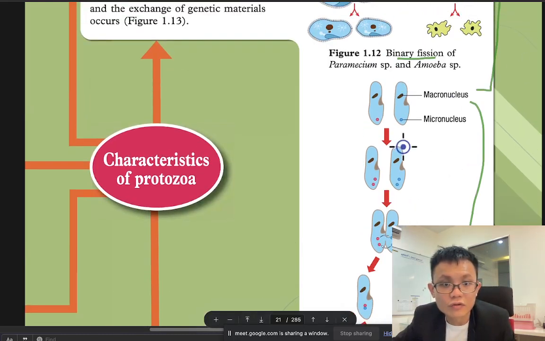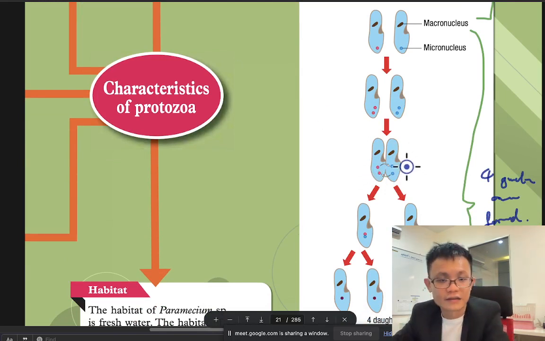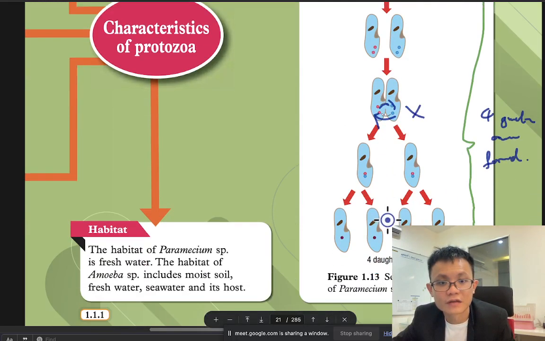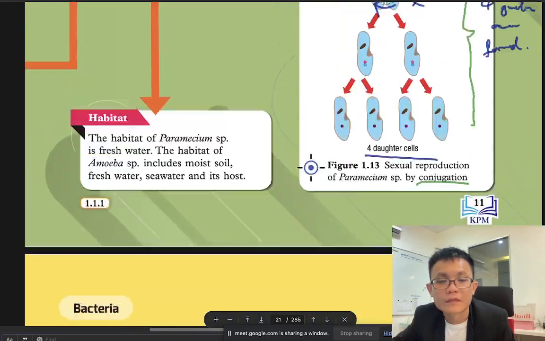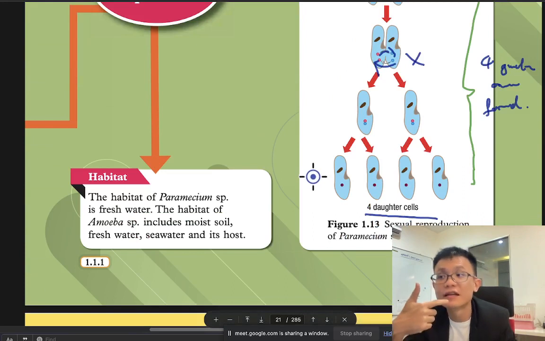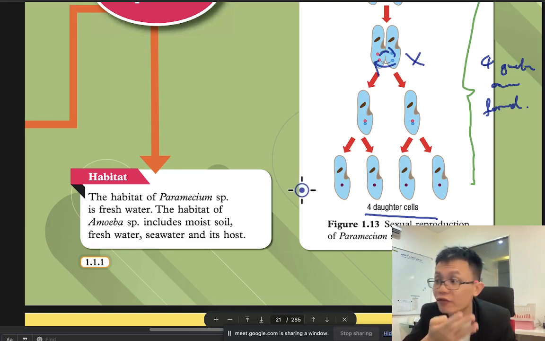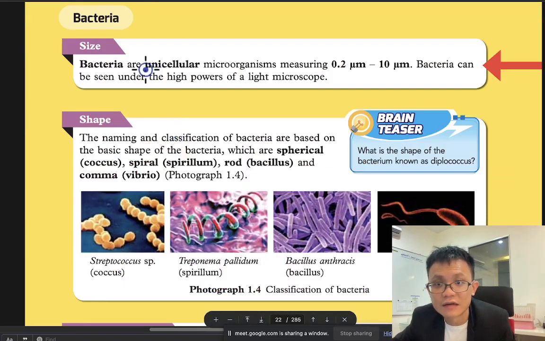Okay, so 2 combine together, stick together. You can see here there is a crossing over variation. This side goes over, this side comes over. So after that, it will create 4 daughter cells. So we have already learned budding, conjugation, binary fission, spore formation. Anything I didn't list out? So basically we already learned 4 types of reproduction. Bacteria is unicellular, again very small.